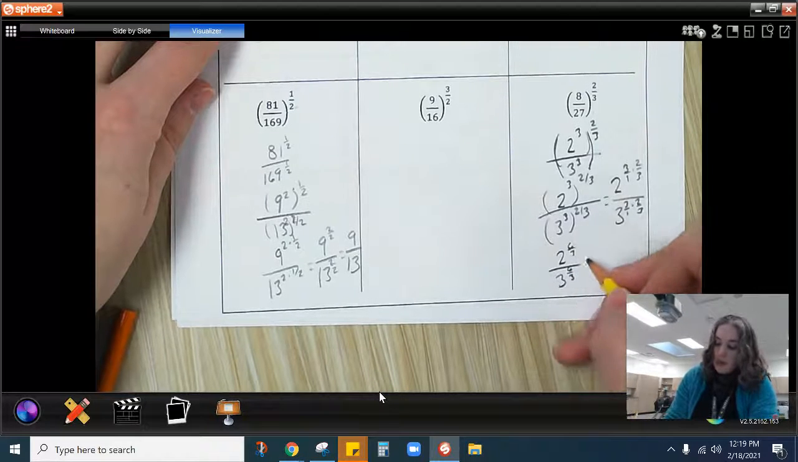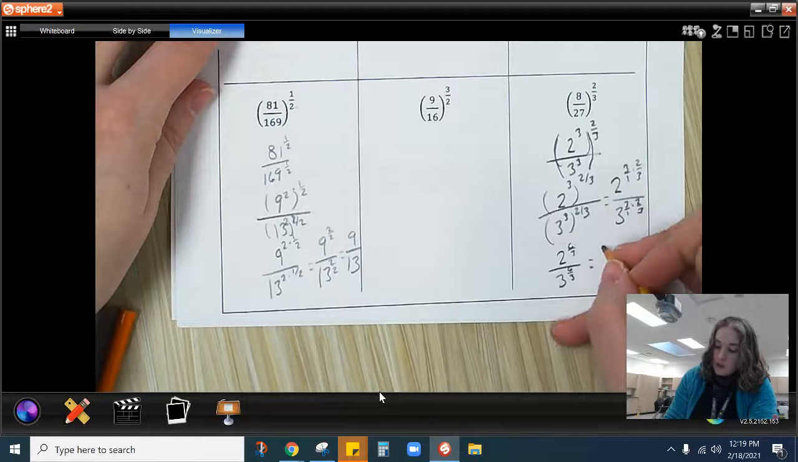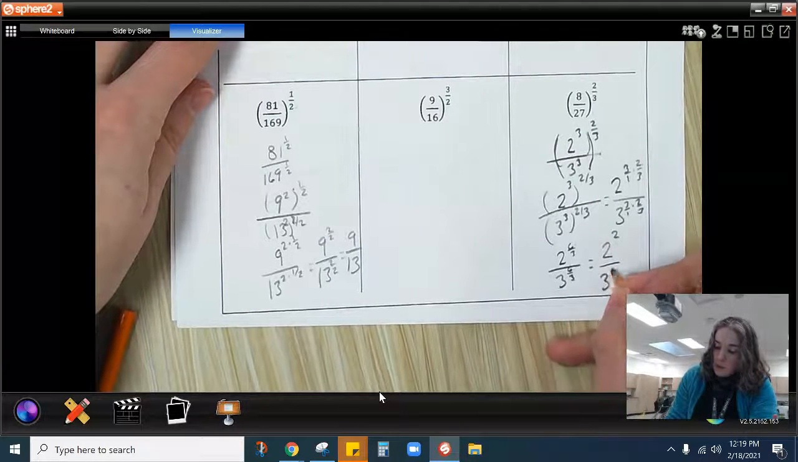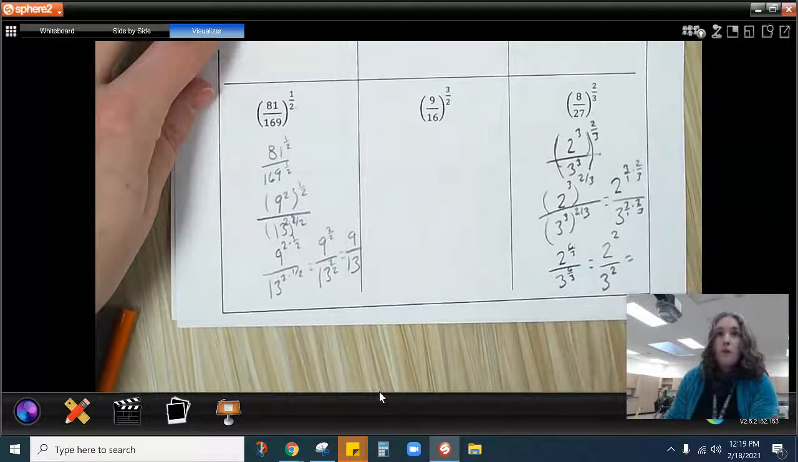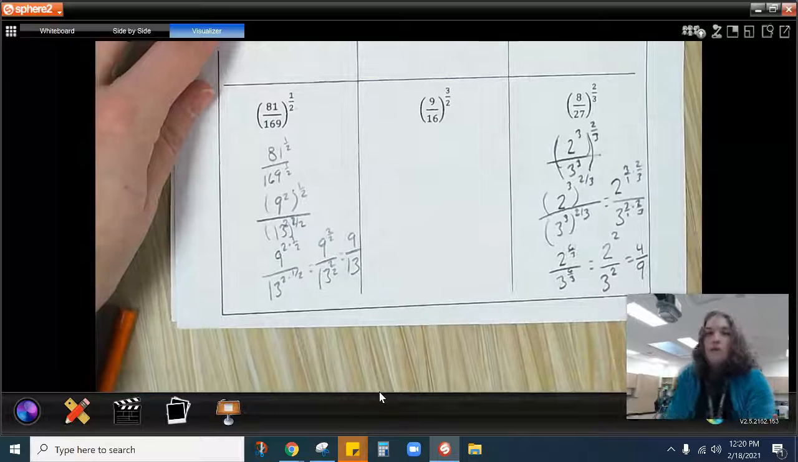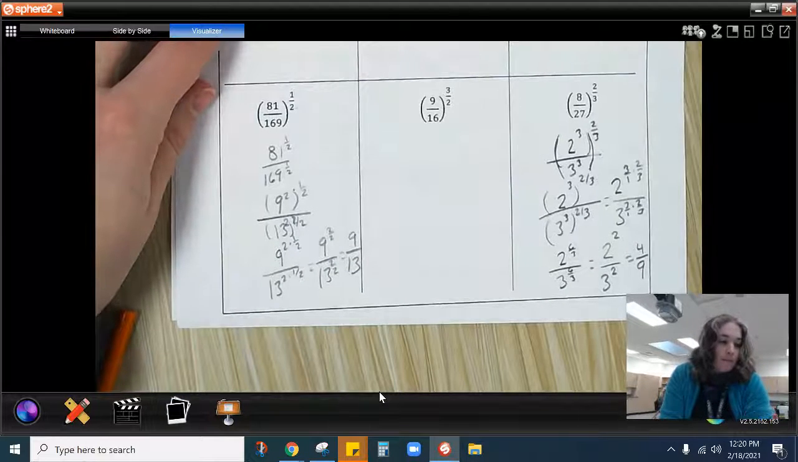Well, wait a second. 6 divided by 3, that's just 2. So I have 2 squared. And then 6 divided by 3 we said was 2, so this is 3 squared. So we are left with 4 over 9, because 2 squared is 4, 3 squared is 9.